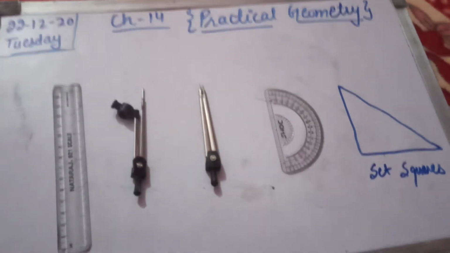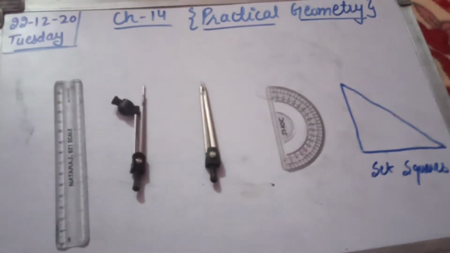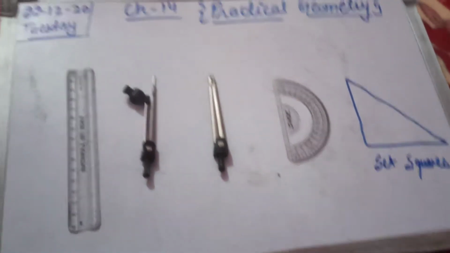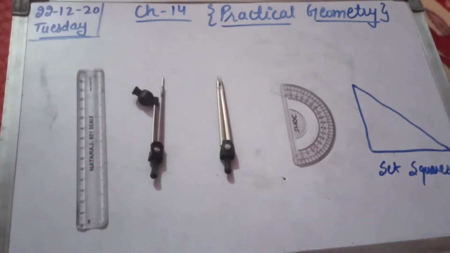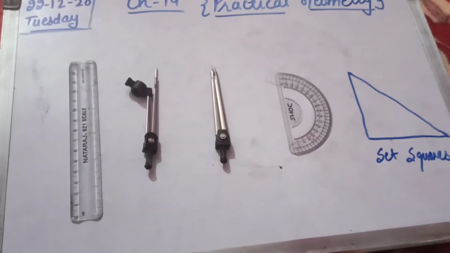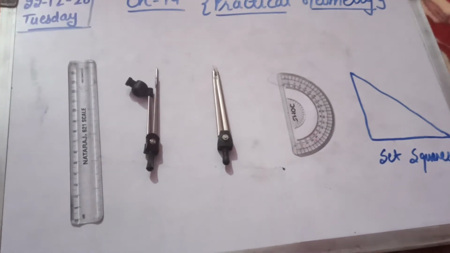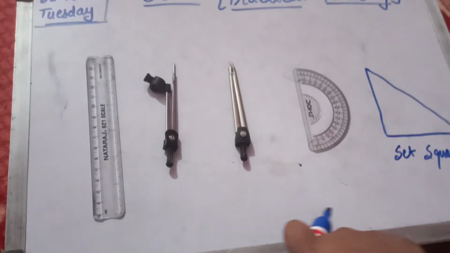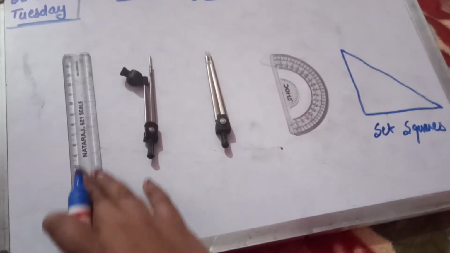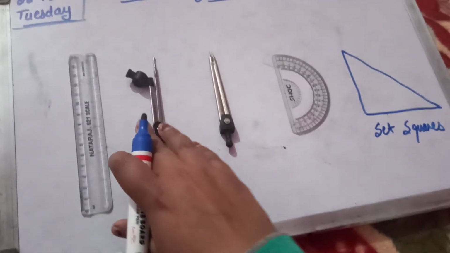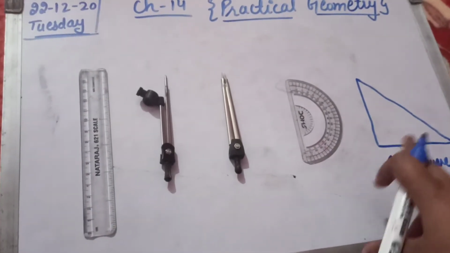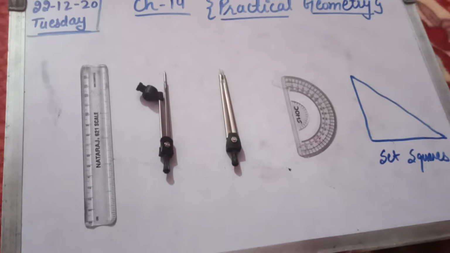Today we will start our chapter 14, which is about practical geometry. In this, see, here I kept some instruments of the geometry box, right? And everyone knows about these instruments. One I am not having, so I made the figure of that one.